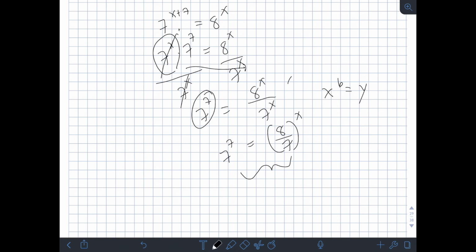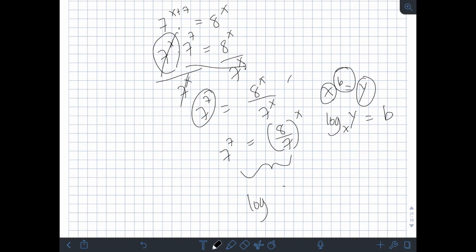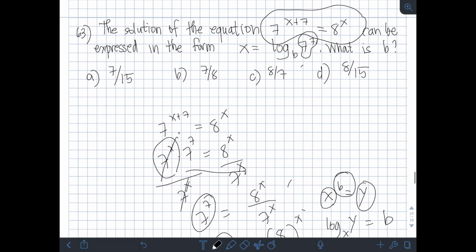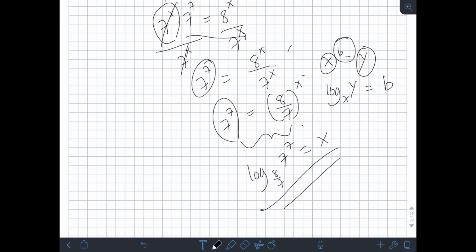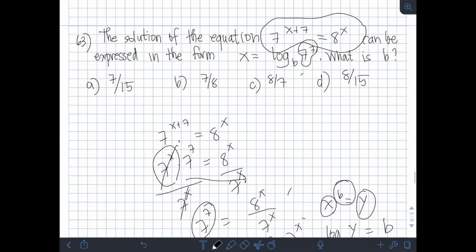So, para matransform to into logarithm, we have logarithm of kung ano yung base, siya yung nandito. Kung ano yung power, siya yung nandito. Tapos kung ano yung exponent, siya yung nasa right side. So, gawin din natin yun dito. So, we have logarithm ng ano yung base, 8 over 7, ano yung power, itong 7^7, equal, ano yung exponent? X. So, sabi, x is equal to log base b of 7^7. So, di ba pareho na yun dito? So, ano yung value ngayon ng b? Itong 8 over 7. Okay? So, therefore, the answer is letter C.